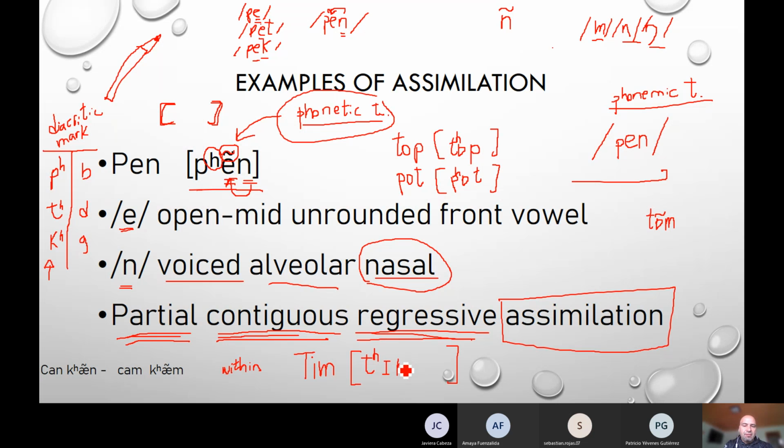Then we have the short, lax I. And finally, we have this nasal voiced sound. It's a bilabial voiced nasal sound.